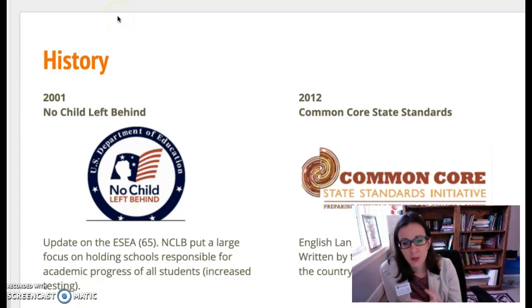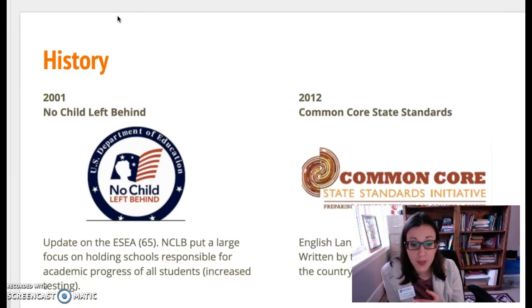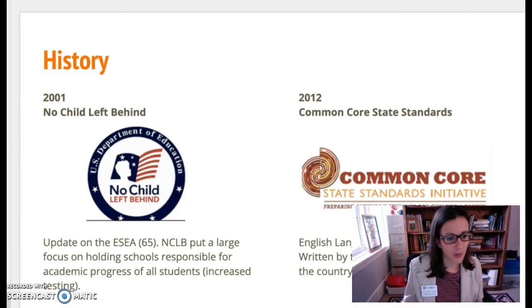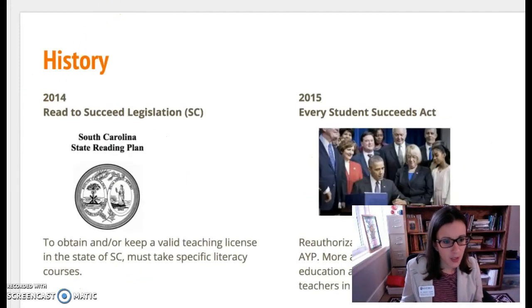These were English language arts and mathematics standards written by teachers and experts from across the country. They were evidence-based, and South Carolina has since opted out of the Common Core state standards, but we have written our own math and ELA standards which closely mirror the Common Core standards that had been published.